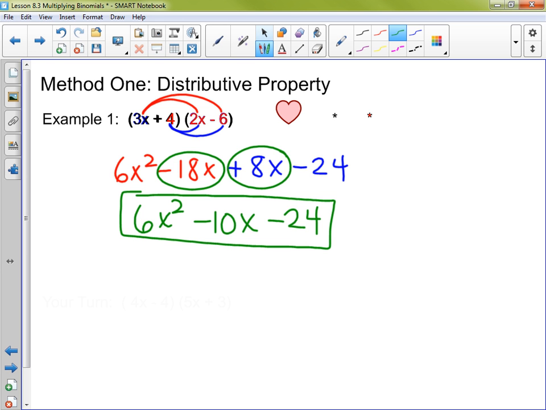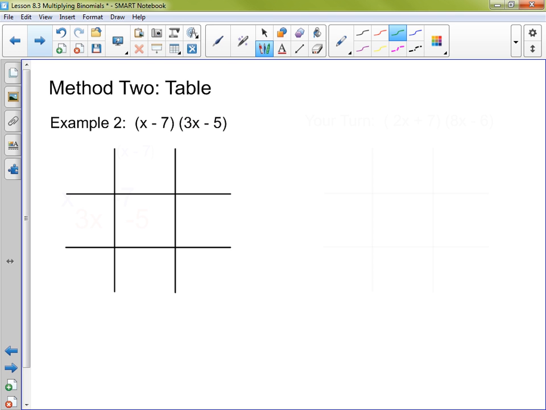Okay, next method you can put in the next box to the right. It's called the table method. And when you use the table method, you're going to make a tic-tac-toe table. So copy down example 2 and make this tic-tac-toe. Hit the pause button and then resume when you're ready.